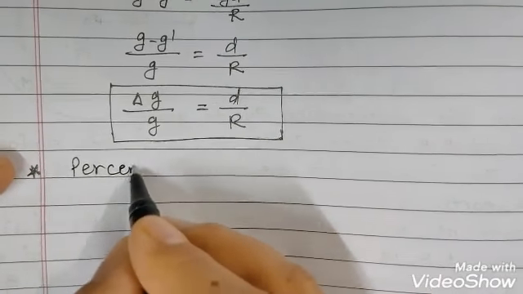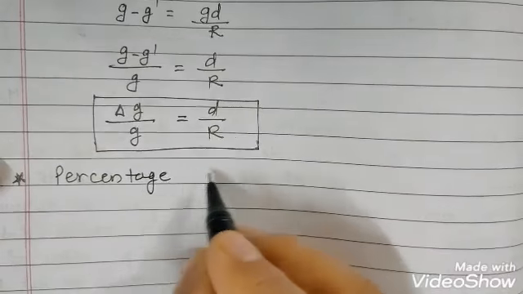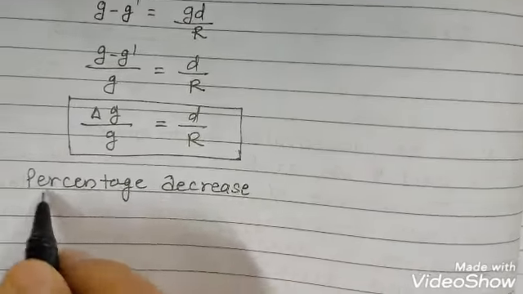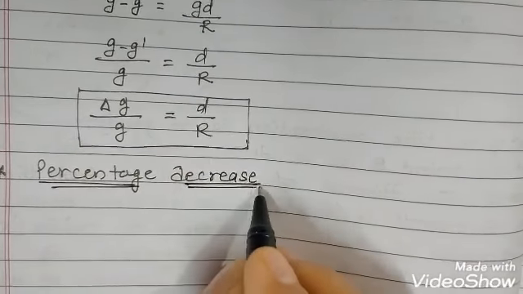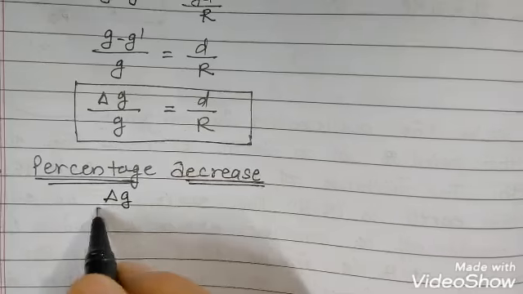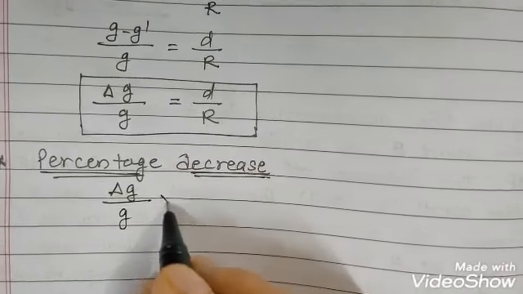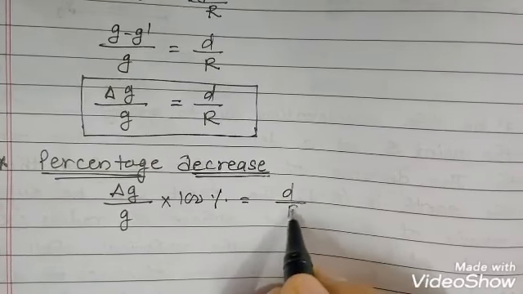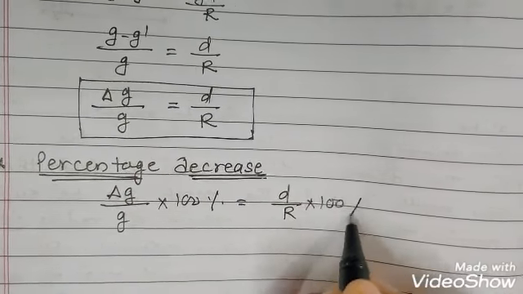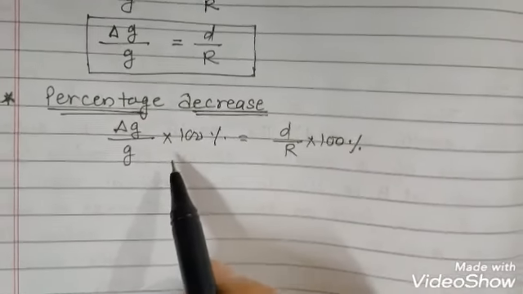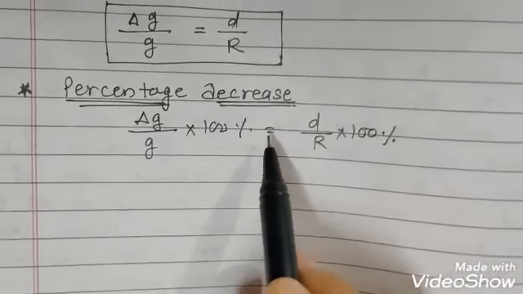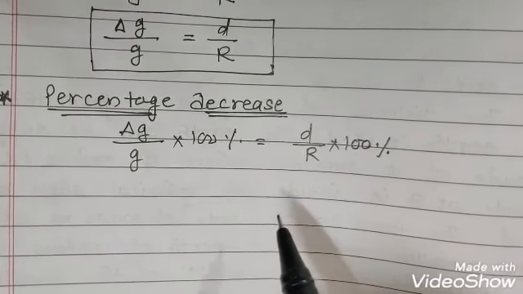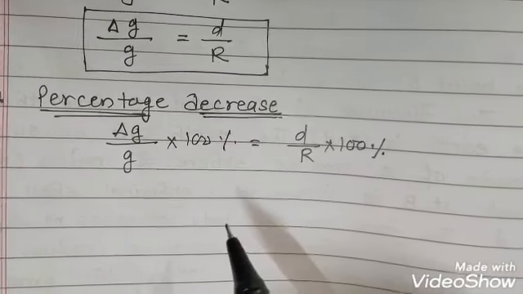And we'll see the percentage decrease here. For the percentage decrease, just multiply the fractional decrease with 100%. So we'll get the percentage decrease, that is del g upon g into 100%, or you can say d upon r into 100%.